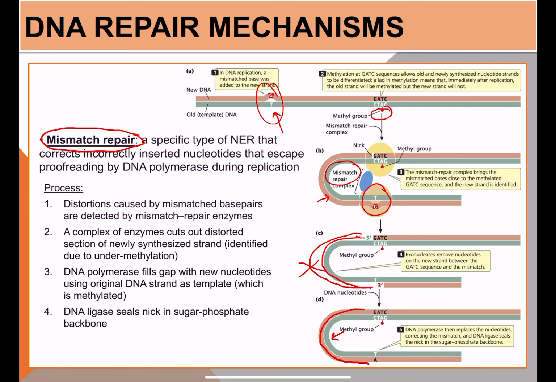So now you have fixed the one error that was supposed to be GT, now it's fixed back to TA, and then DNA ligase comes in here, seals the deal, and corrects your sugar phosphate backbone.